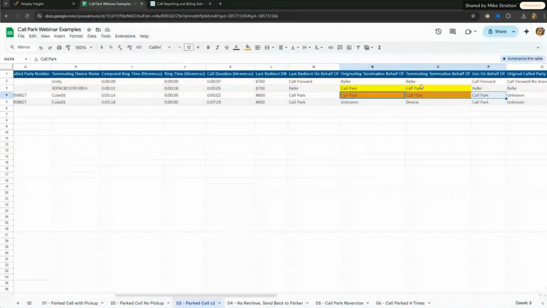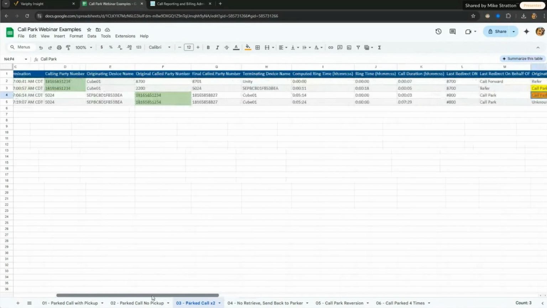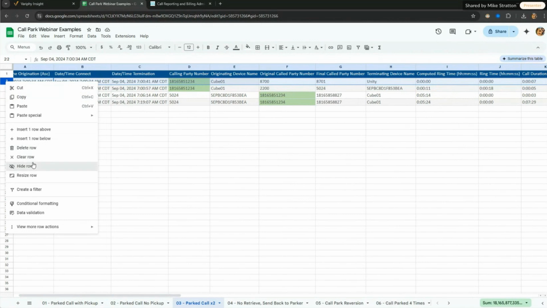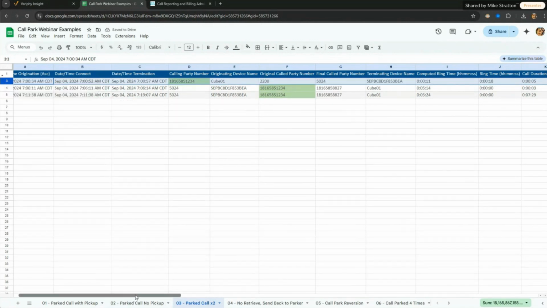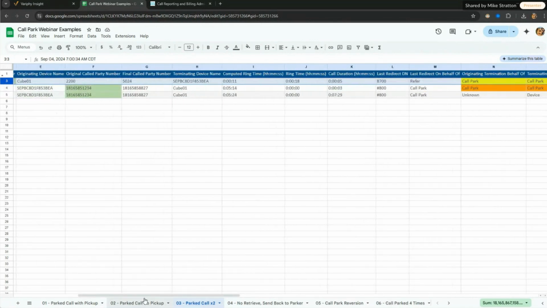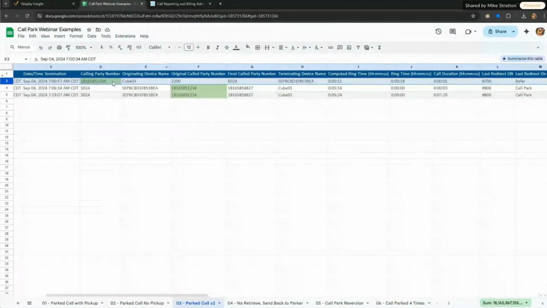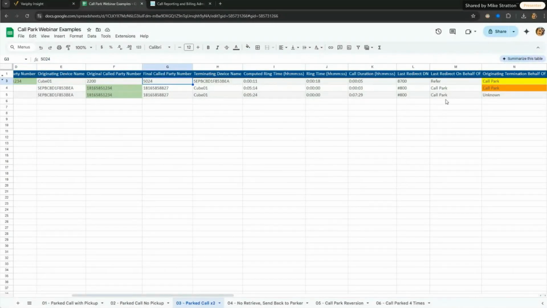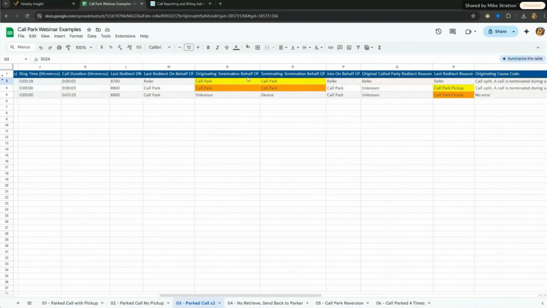Also, if you want to get more into the park call scenario, let me go back. I'll hide record 2 again. It's going to be a repeating pattern here. In this case, this call is parked twice. So we have that original leg, the call came in, they hit the same hunt group, talked with 5024, and the call was parked. We can go over here and see the originating and terminating from behalf of was call park and call park. And then the next leg is call park pickup. So we know the first leg, they were parked. Second leg, call park pickup. However, this leg then terminates because of call park.